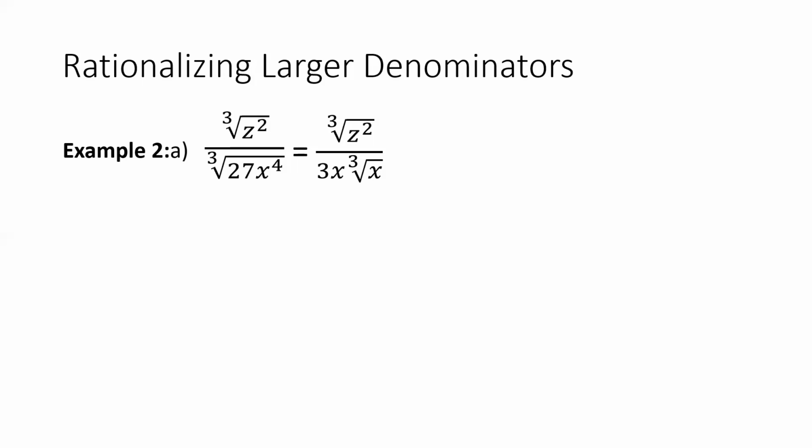So here I have the cube root of 27x to the 4th. The cube root of 27 is 3, so I can pull that number out. And then I have x to the 4th, so the cube root of x to the 4th, I have one group of 3 x's, and then 1 x left over. So I pull that x out and put it in front. And now is where I can say, okay, I still have my cube root in the bottom. I'm going to have to multiply the top and bottom by the cube root of x two more times.